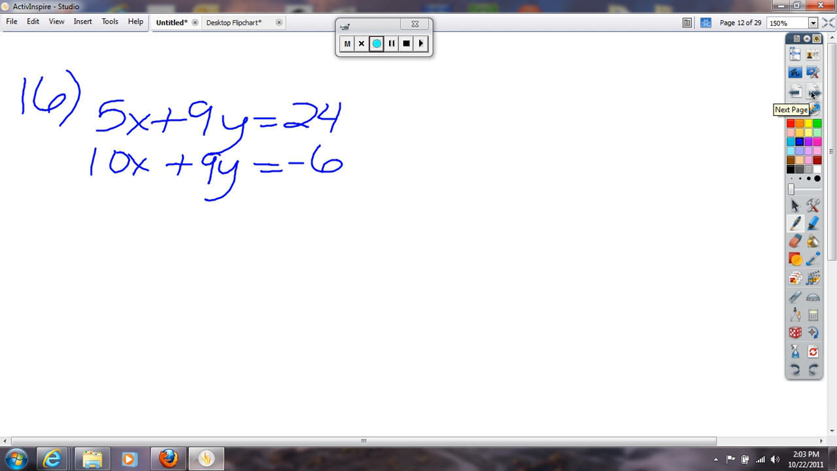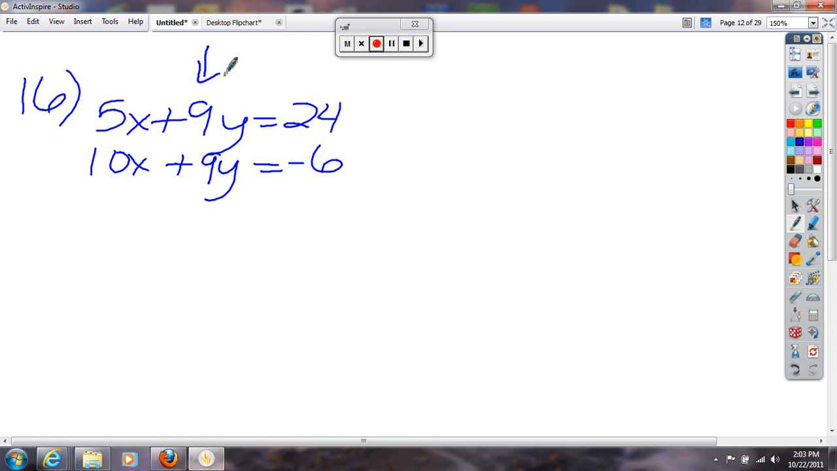Number 16. Again, I'm doing elimination, I'm looking for same number, different signs. I have the same numbers here. They're both 9, but I have the same sign, so I need to change one of them. Which one should I change? I change the top or the bottom, whichever I want.